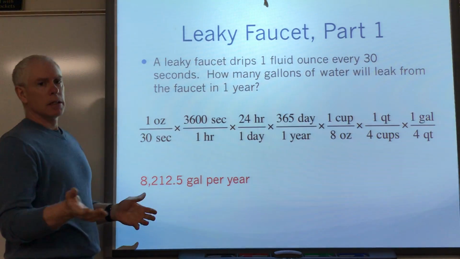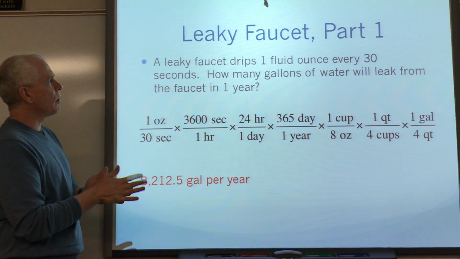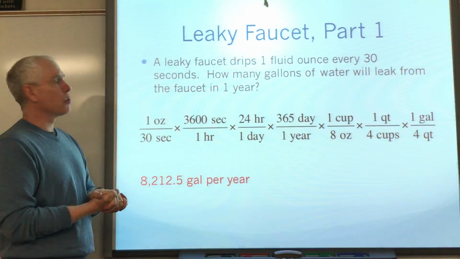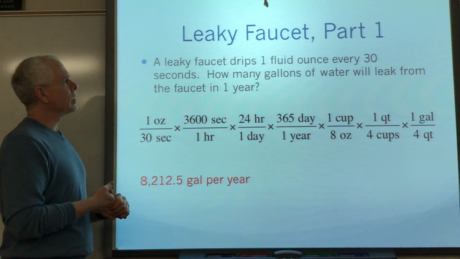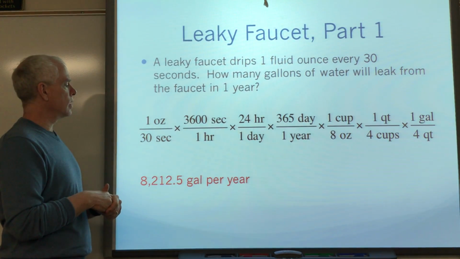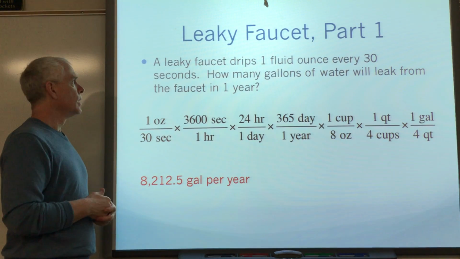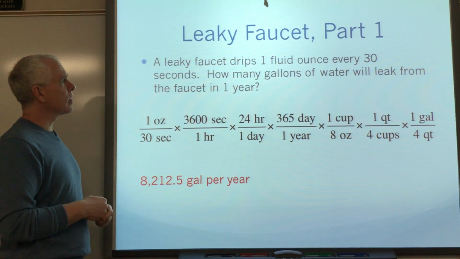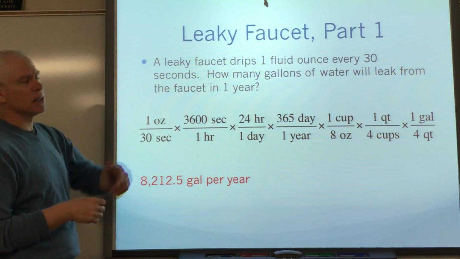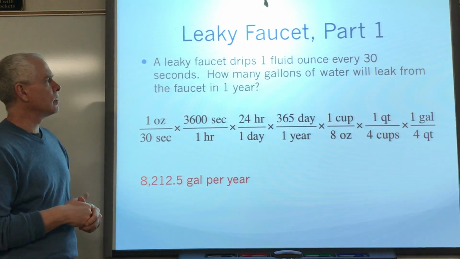Okay? Another question, leaky faucet part 1. A leaky faucet drips 1 fluid ounce every 30 seconds. How many gallons of water will leak from the faucet in a year? So gallons per year. Well, I don't have anything about gallons or years. I've got ounces and seconds. So I've got a lot of things to convert here.